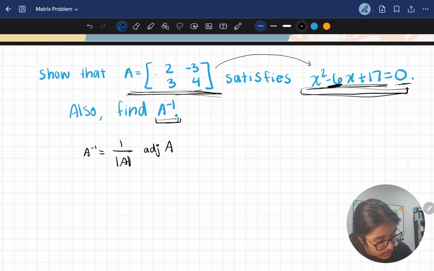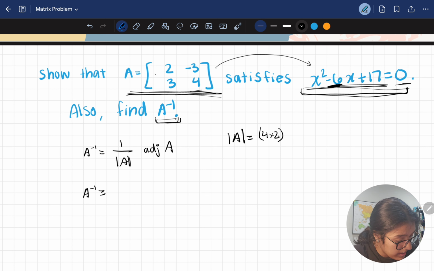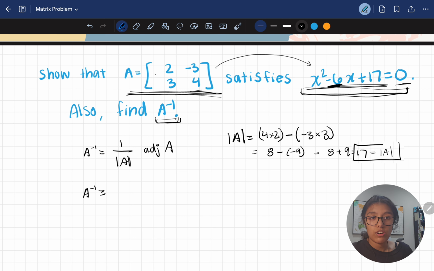For finding the inverse of matrix A, we have to find the determinant first, of course. We have to find both the determinant and the adjoint. The determinant is simply going to be 4 times 2 minus 3 times 3. And that is just 8 minus 9. That is 8 plus 9, which is 17. So the determinant is 17. That's one hurdle out of the way.